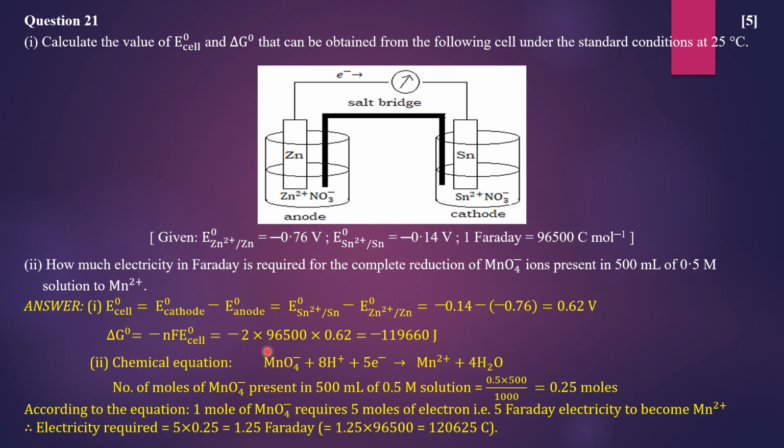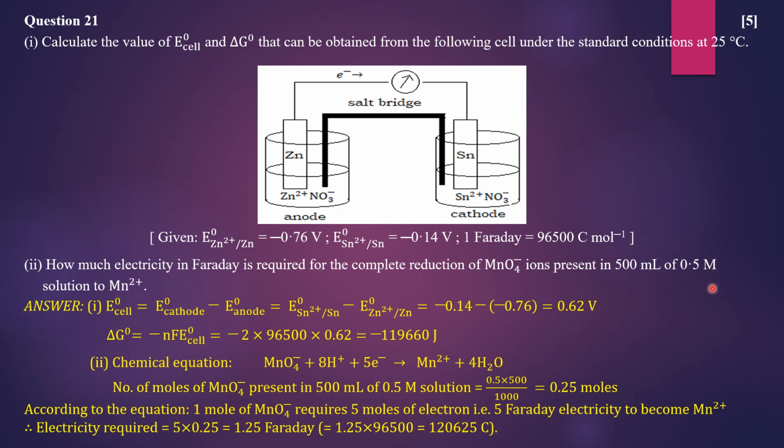In both the cases, MnO4 minus is converted to Mn2 plus, and this is the half cell reaction. The reaction clearly says 1 mole MnO4 minus needs 5 moles of electrons, and 1 mole of electrons is 1 Faraday, so 5 moles of electrons is 5 Faraday. So for 1 mole MnO4 minus you need 5 Faraday.